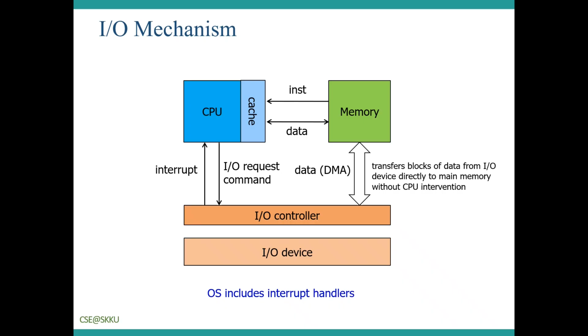When an interrupt comes in, the CPU pauses whatever it was doing and runs the interrupt handler to take care of the I/O completion. As for moving data between the I/O device and memory, that's handled by DMA. DMA means direct memory access. This is special hardware, so the CPU doesn't need to get involved. While the DMA transfer is happening, the CPU is free to keep doing other work, which helps improve overall system efficiency.